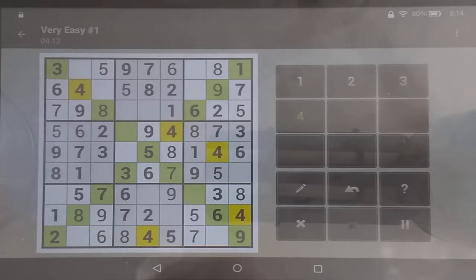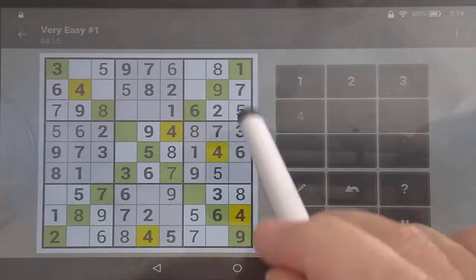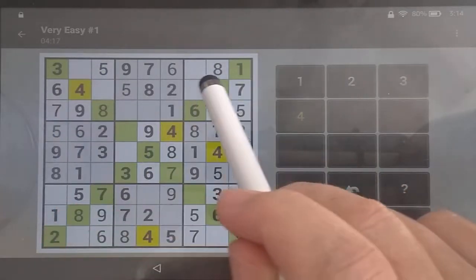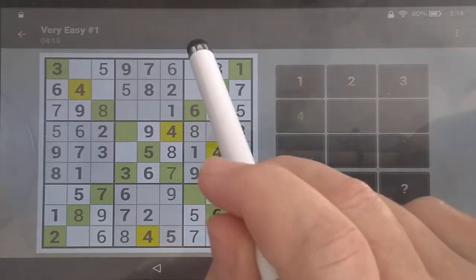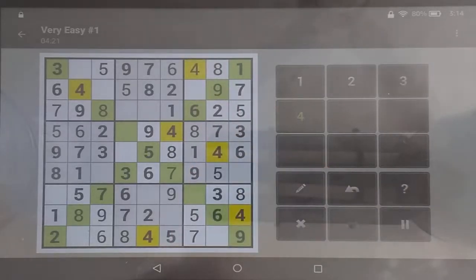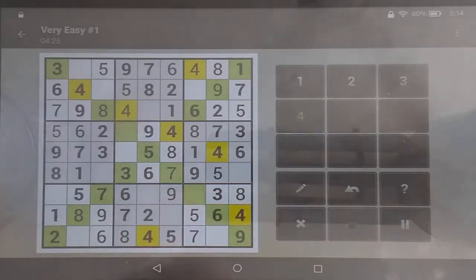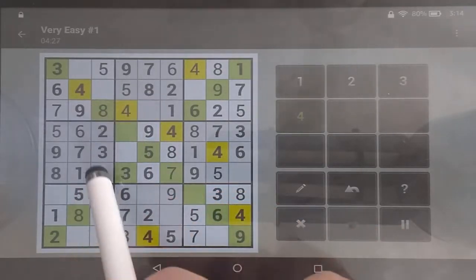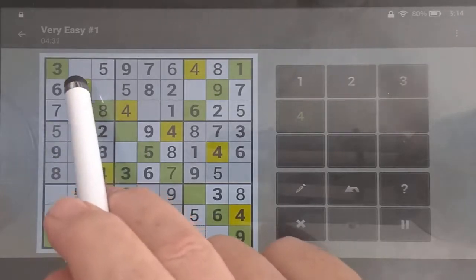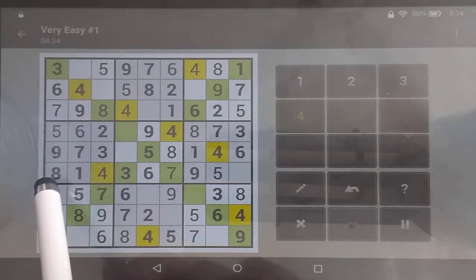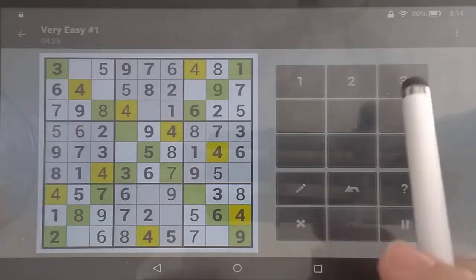On to the 4s. These two columns are already done. That 4 negates that square, so that 4 has to be there. 4 has to be in one of these two open squares. Can't be that one, so it's got to be that one. Only open square left, still needs a 4, so there it is. This makes that not possible, so there's my 4 there.